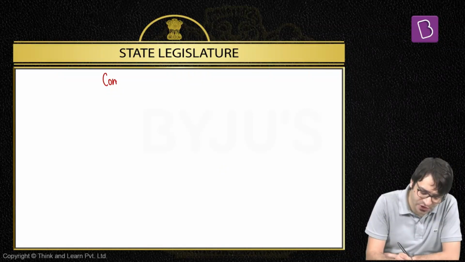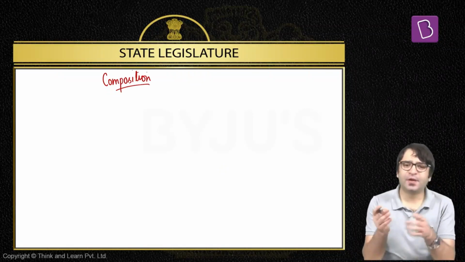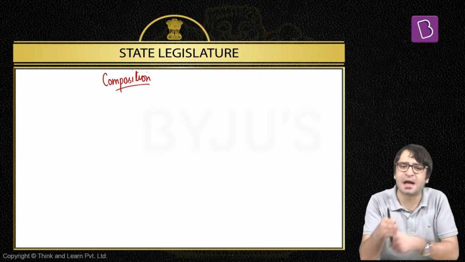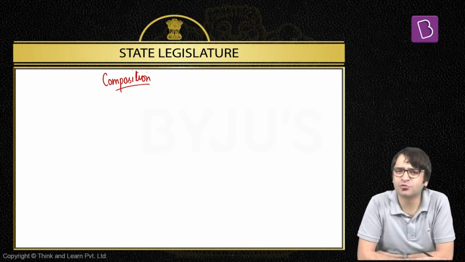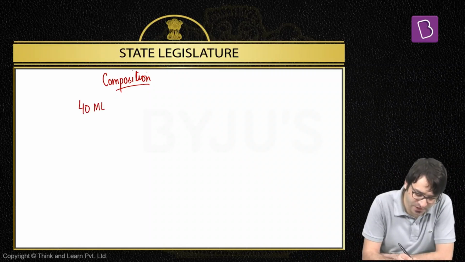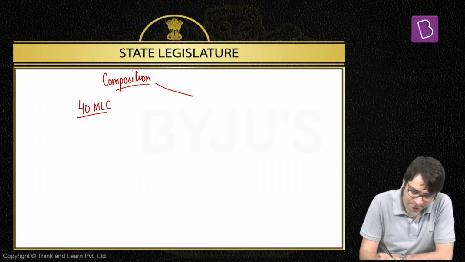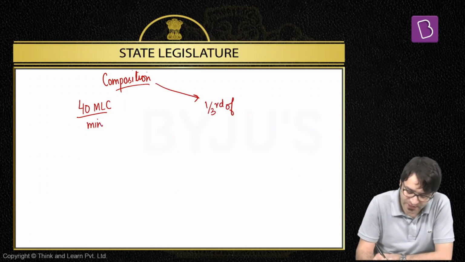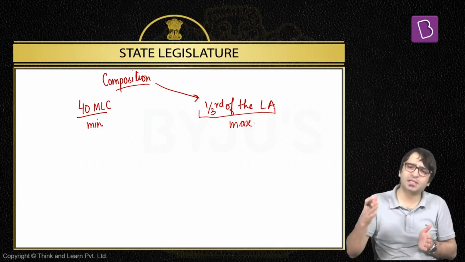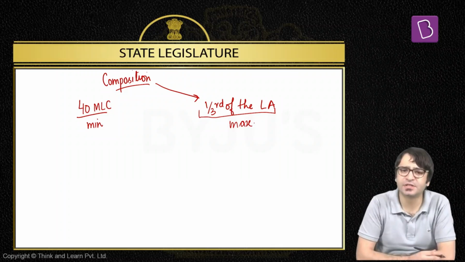But now there's another question. What is the composition of legislative council? As I told you, for a legislative assembly, the Constitution has not prescribed a fixed number. The Constitution has prescribed a range. Minimum 60, maximum it can go up to is 500. In a similar fashion, the Constitution has not defined the composition of a legislative council. The Constitution has prescribed a range. And what is that range? Minimum MLCs, members of legislative council, minimum should be 40, and maximum it can go up to is 1/3 of the strength of legislative assembly. That means minimum it can have 40 MLCs, maximum it can go up to is 1/3 of the strength of legislative assembly.